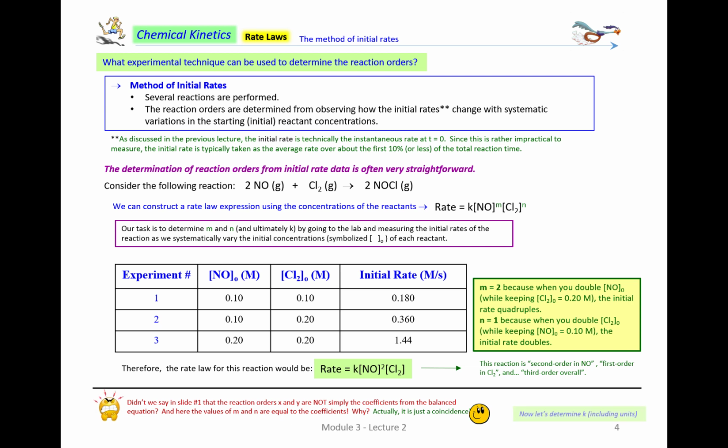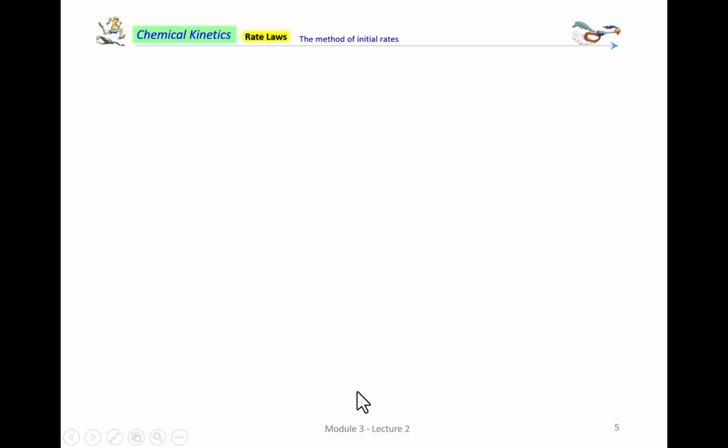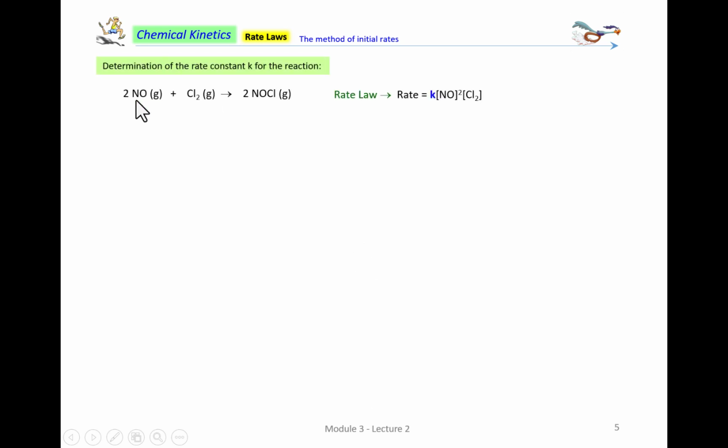Now, let's determine k, including the units, because if we want the complete rate law, we would want the actual number value of k and the correct units. So here's our reaction, here's our rate law, and we've determined these reaction orders, and I've highlighted k in blue here because now we want to determine k.